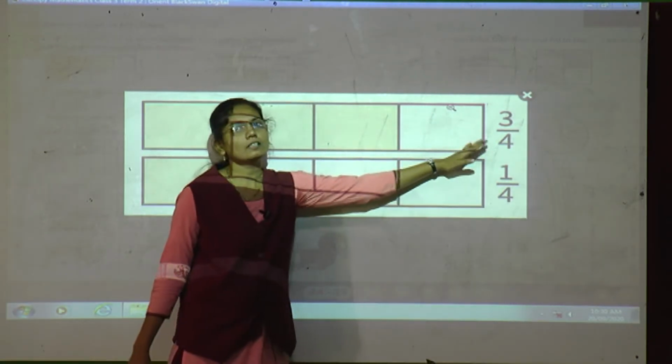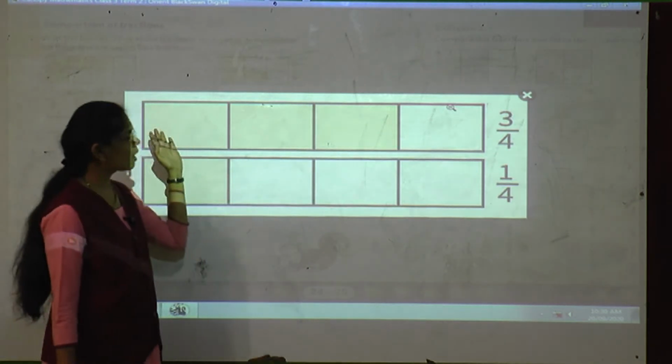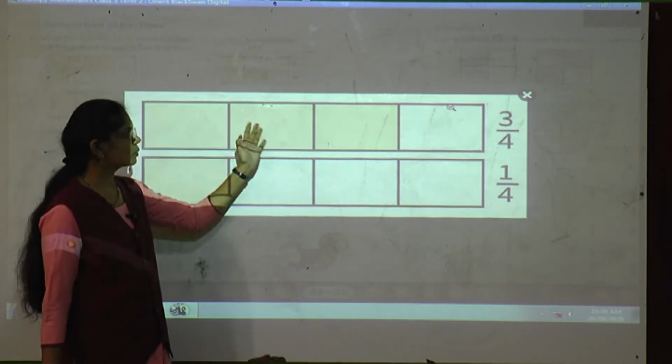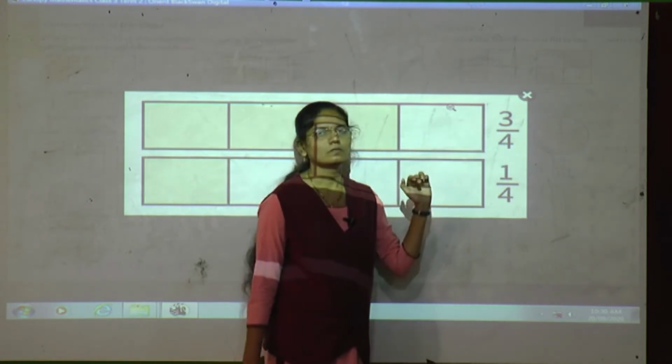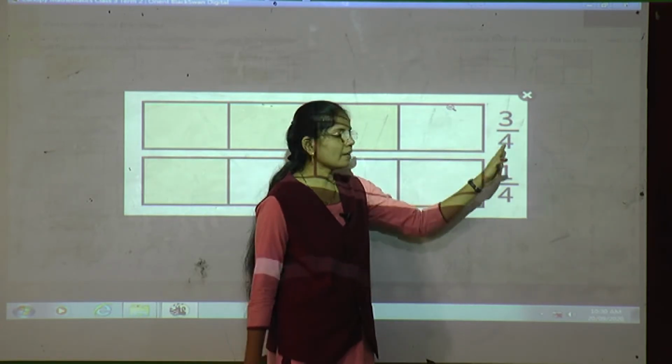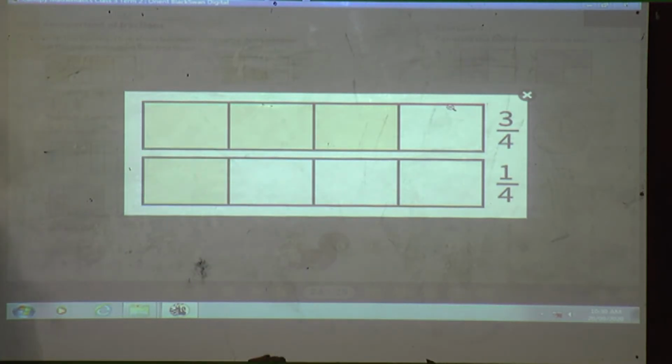So here we can write 4 at the denominator place. Now out of those 4 parts, how many parts are shaded? 1, 2, 3. 3 parts are shaded. So what is the fraction of this? 3 by 4. What is the fraction of the first figure? 3 by 4.